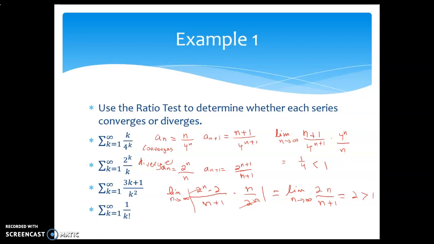Okay. So let's take the second series. My a of n in the second series is going to be equal to 3n plus 1 over n squared. And then a of n plus 1 is going to be equal to 3n plus 4 over n plus 1 squared.